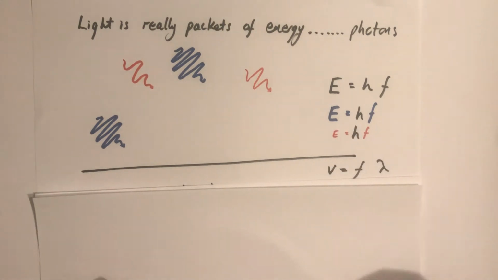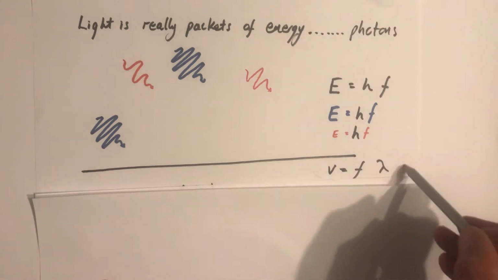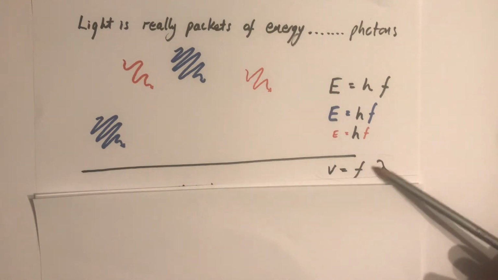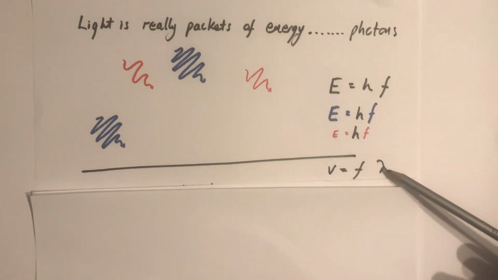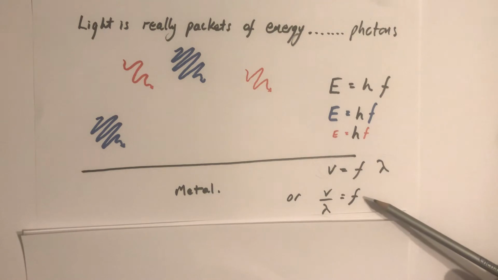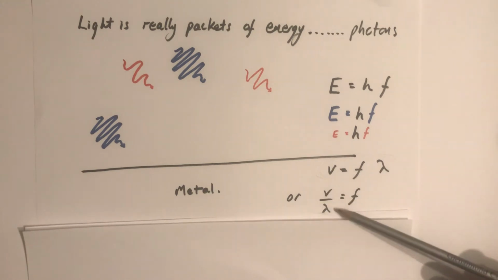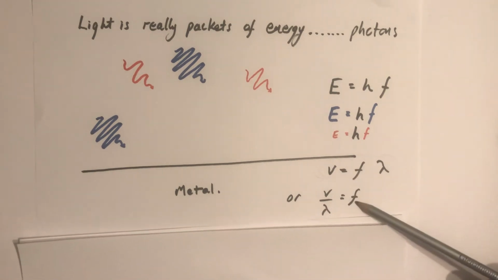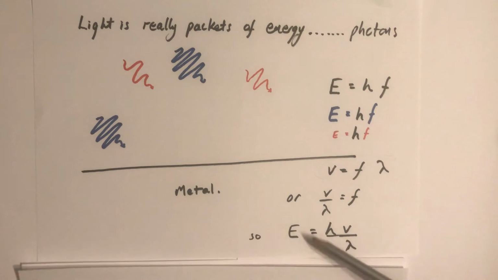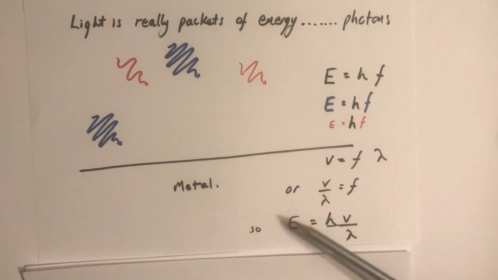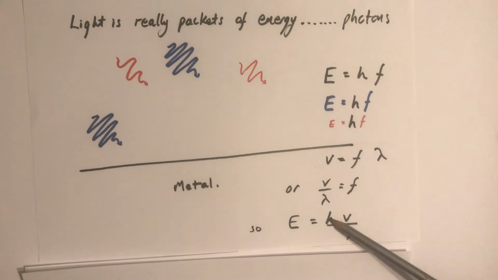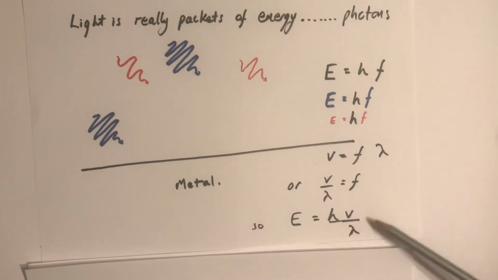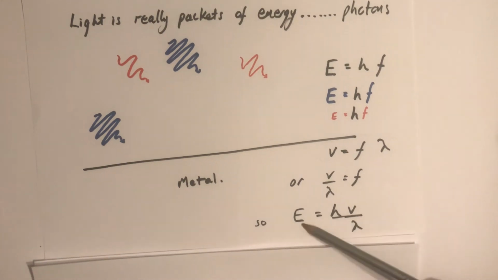Now, remember, because this is one of our most basic equations about waves, v equals f lambda. If you're given a wavelength and you need a frequency, you do v over lambda equals f. So you do 3 times 10 to the 8 divided by your wavelength and that will give you a frequency. If you bundle it together, you could make an energy equation like this. The energy of a photon is h v over lambda. So as the wavelength gets bigger, because you're dividing by wavelength, the energy gets smaller.